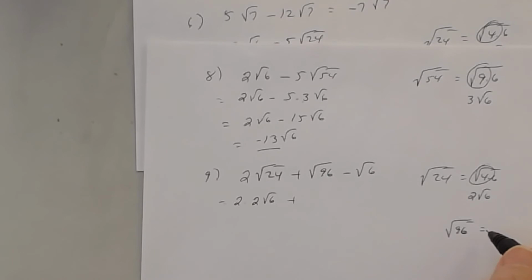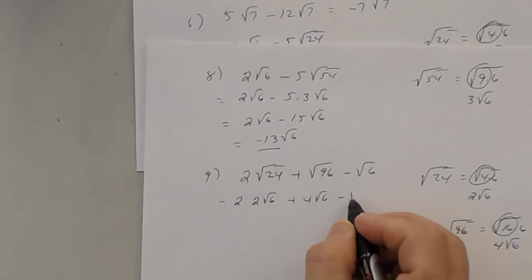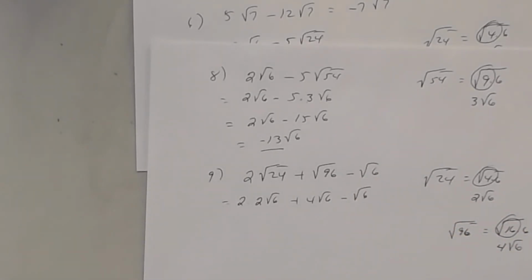You have to use perfect squares, guys. 16. 16 times what is 96? All right. So the square root is 16 times 6. And what's the square root of 16? So that's 4 square root of 6. So that's plus 4 square root of 6. And then minus what? Square root of 6.